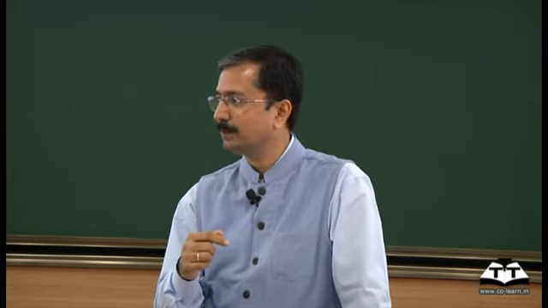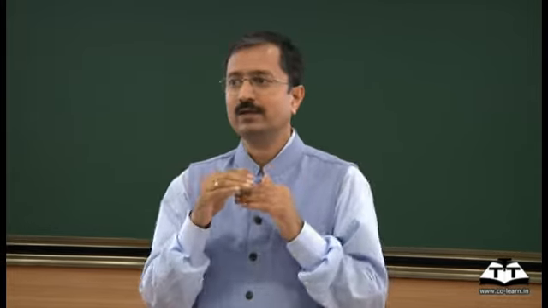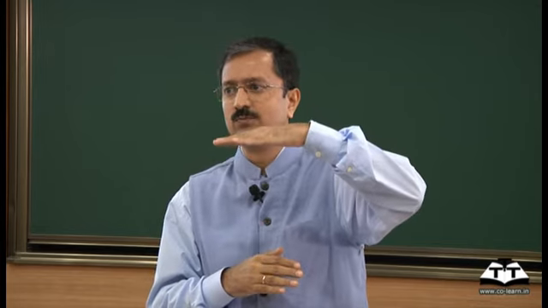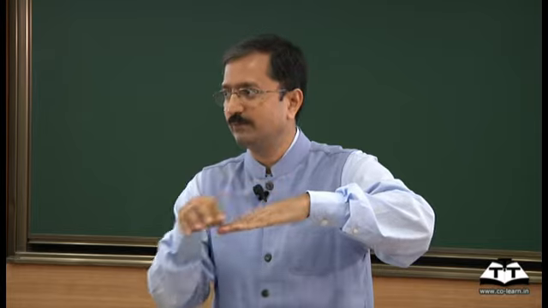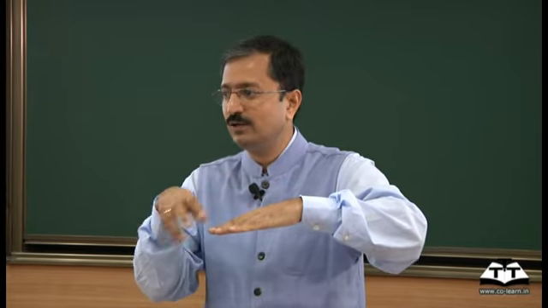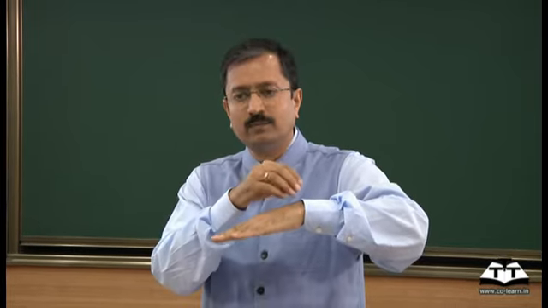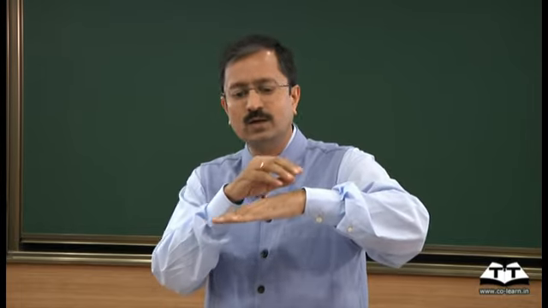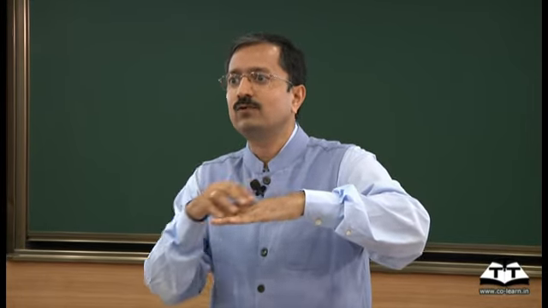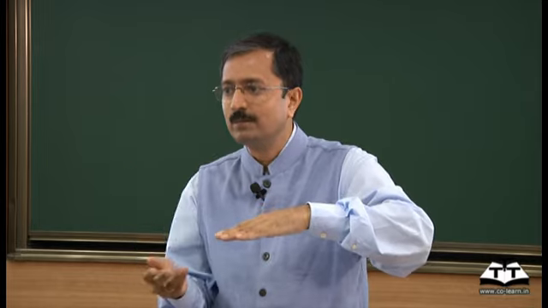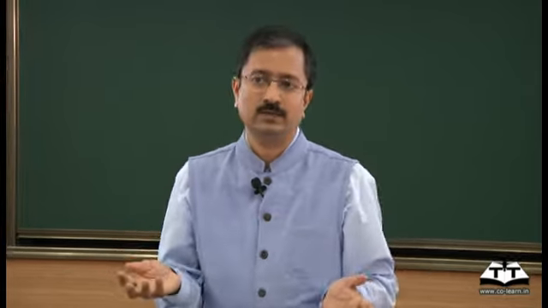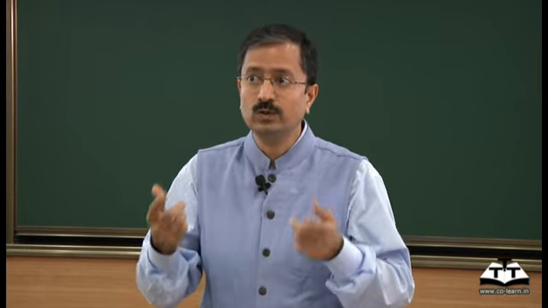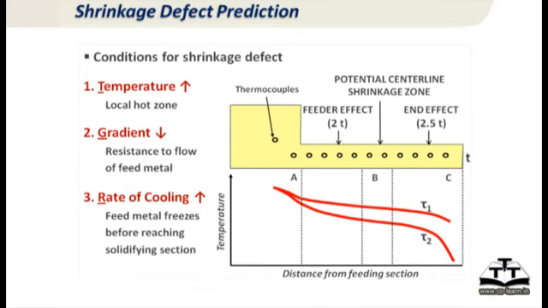How am I saying that? When I say the gradient is low, there is some gradient available, a small gradient is available, let us say. So metal is able to flow from here to there. It is trying to flow, this region is freezing, vacuum is being created, but the temperature is not so high, a little low. It is trying to flow, but as it is flowing, the cooling rate is high and it freezes off in the middle, it will not reach, and it will create a shrinkage cavity. So high cooling rate promotes shrinkage defect.